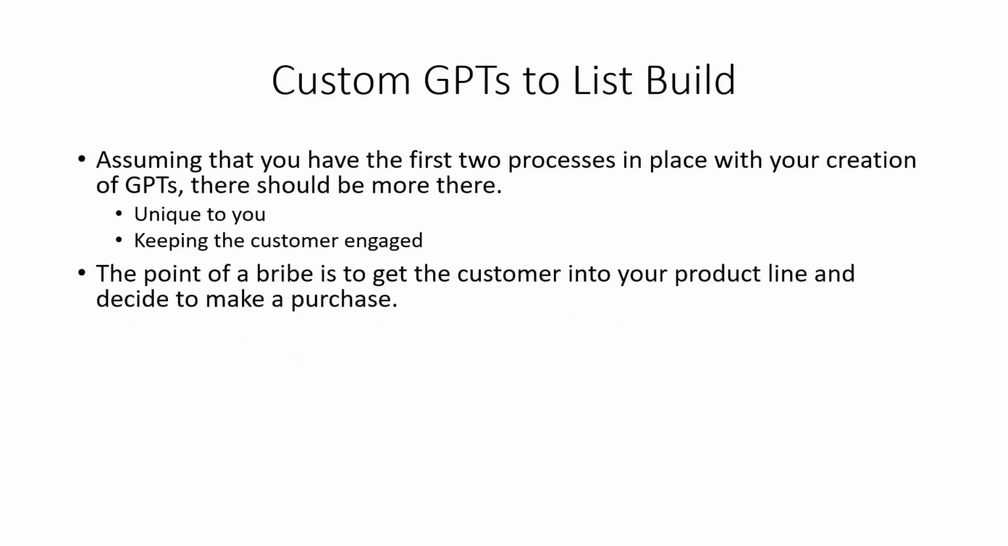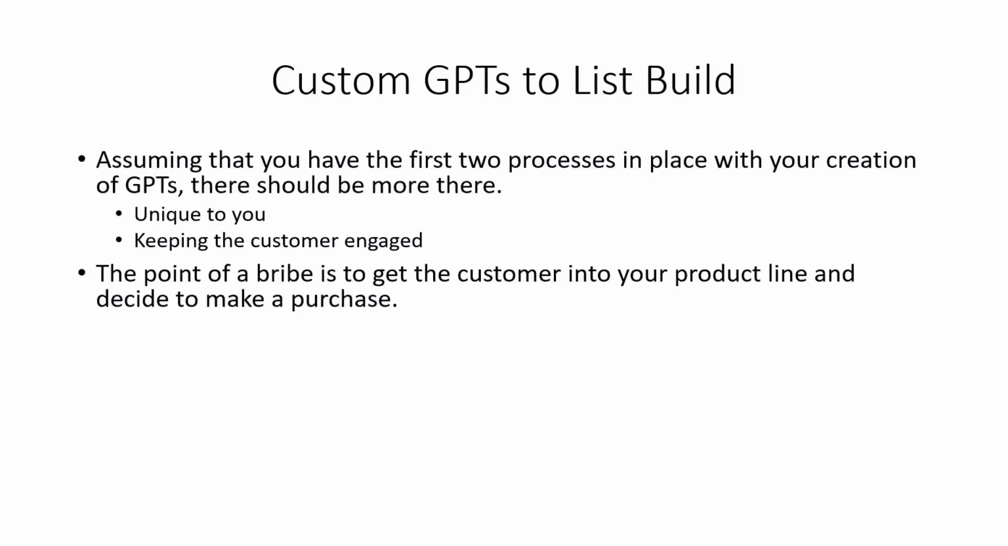Now, the point of an opt-in bribe. What's the point of an opt-in bribe? It's to get the customer into your product line and decide to make a purchase. Here's something that information marketers, quite frankly, have kind of forgotten in a rush to teach that you need to have an opt-in bribe. Just to get somebody on your list means nothing. We don't want to have people on our list. That's not the point. The point of getting people into our list is to get them into the product line. So you've got to follow through.